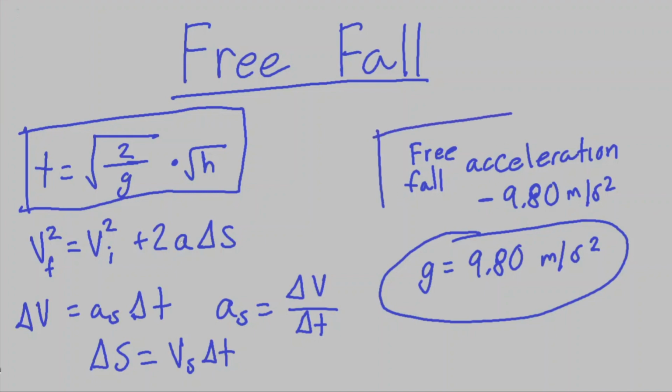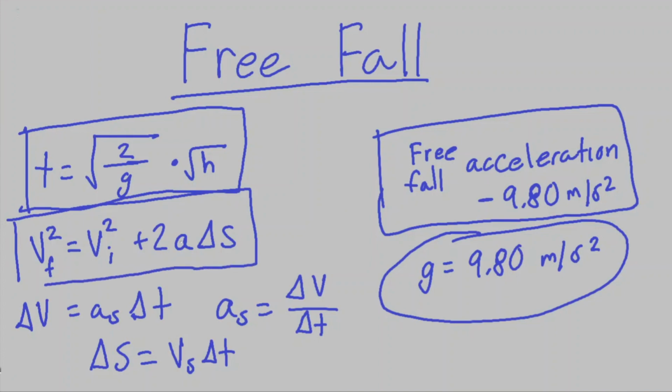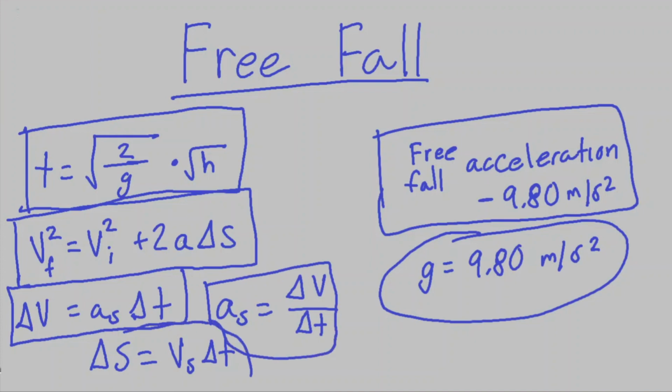Now, free fall acceleration is negative g, which is negative 9.8 meters per second squared. The negative sign shows the direction of the free fall, which is always downwards because it's gravity. We also have the final velocity equation, which is definitely something important to note. You can also deduce initial velocity through this. Then there are some simpler deductions: how to find delta v, how to find acceleration, and how to find displacement, which is just velocity times delta t.